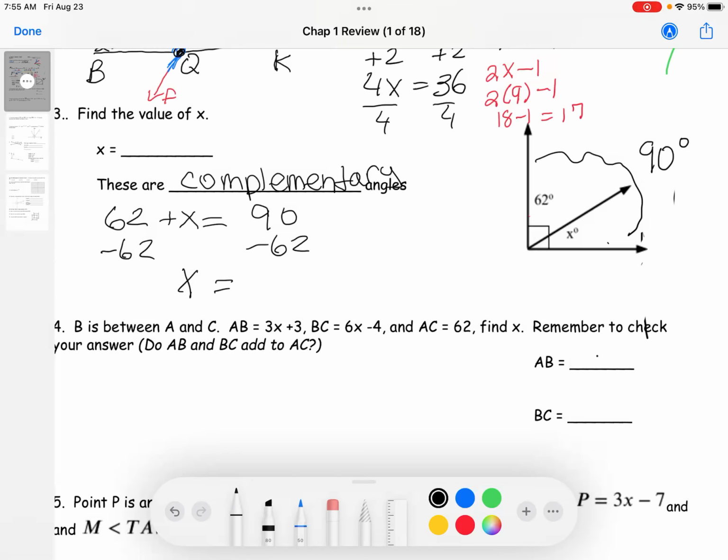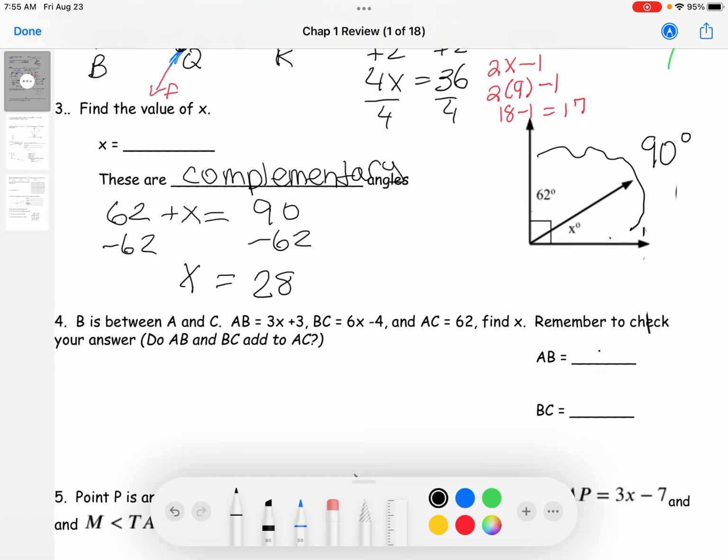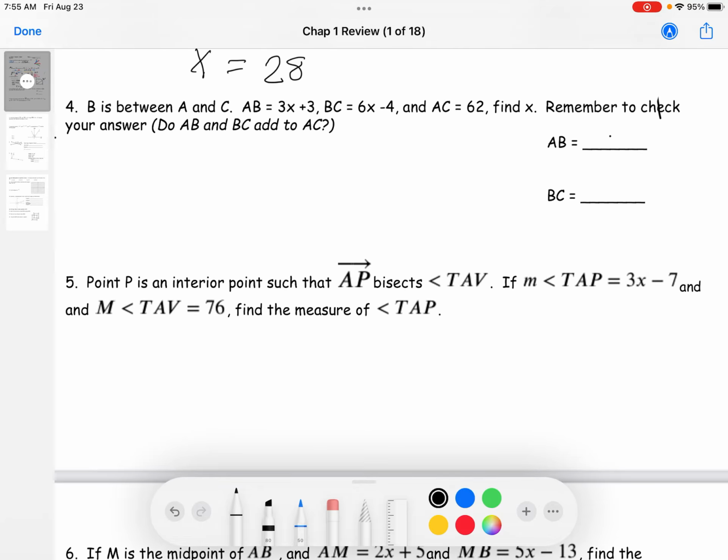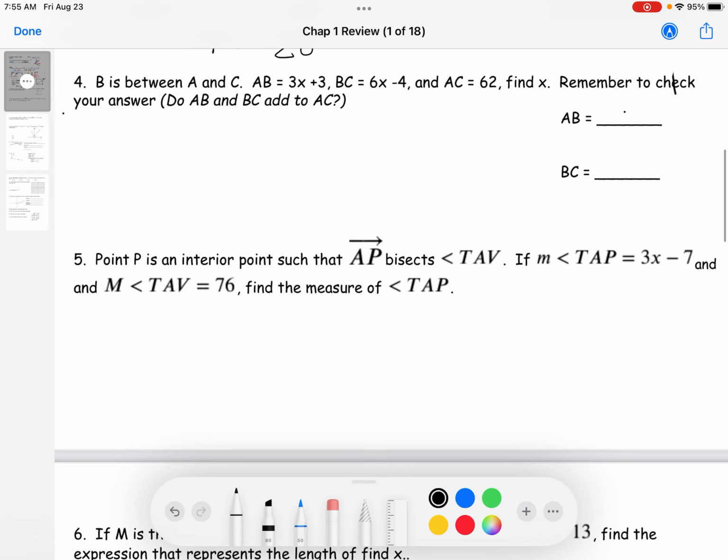Okay, to finish up this problem, 90 minus 62 is going to be 28. Okay, so going on to the next problem, number 4, it says B is between A and C.